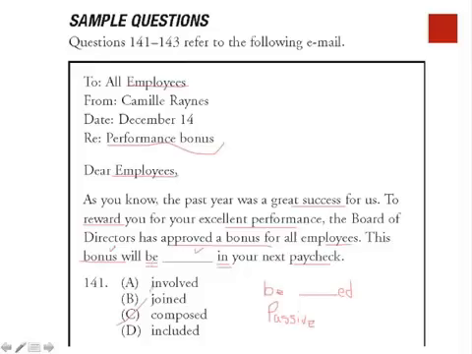Well, if a bonus will be involved in my next paycheck, to be involved in something sounds like somebody's actually doing something. Well, generally with passive voice questions, we ask ourselves, can people actually do something with this? Who is actually doing the activity? Is the bonus doing something, or is somebody doing something to the bonus? Well, in this case, we don't involve a bonus. We, as people, get involved in activities. So I think we can also eliminate A as a choice here.